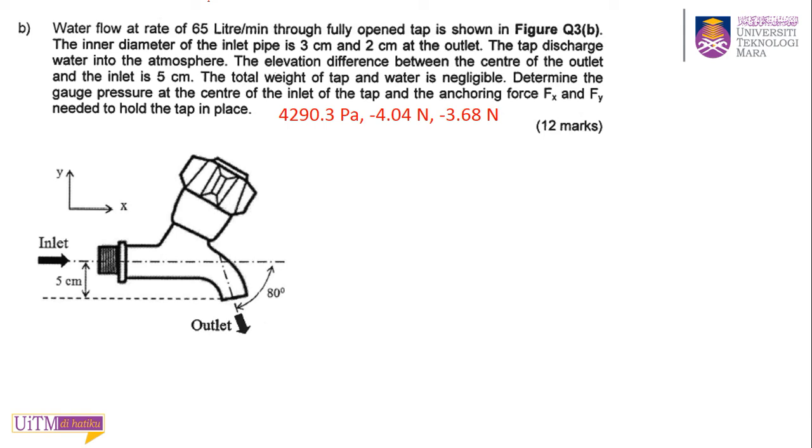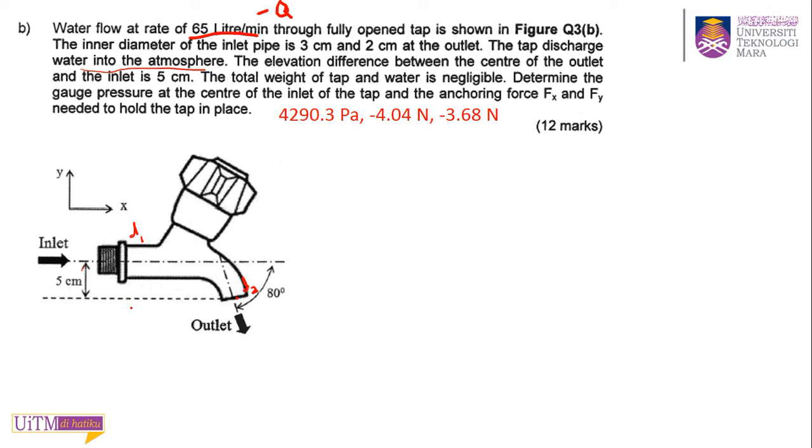Next one. The water flows at a rate of 65 liters per minute, so this is your Q, the volume flow rate, through a fully open tap as shown in the figure. The inner diameter of the inlet pipe is 3 cm, this is D1, and the outlet D2 is 2 cm. The tap discharges water into the atmosphere, so you don't have P2. The elevation difference between the center of the outlet and the inlet is 5 cm. So they give you this elevation difference, the Z.